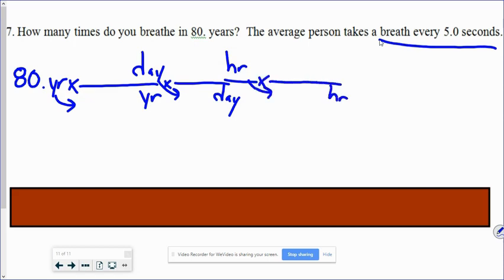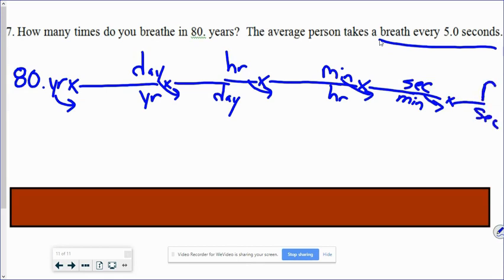Hours. What can I convert hours into? I can convert hours into minutes. All right, do I want my answer in minutes? No, I want it in breaths, so I've got to get rid of minutes. So whatever's up here goes down here, minutes. What can I convert minutes into? What can I convert into breaths? No, I don't know that. I know seconds, so I can convert that into seconds. Do I want my answer in seconds? No, I want it in breaths, so that goes in the bottom of the next step. Seconds. And finally, I get breaths up on top.